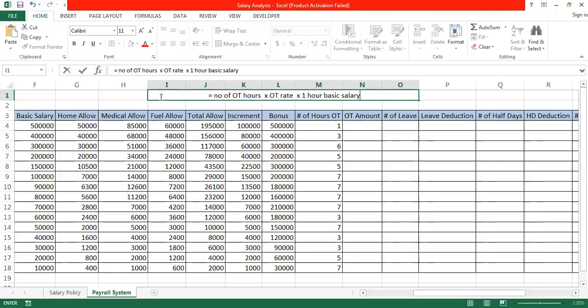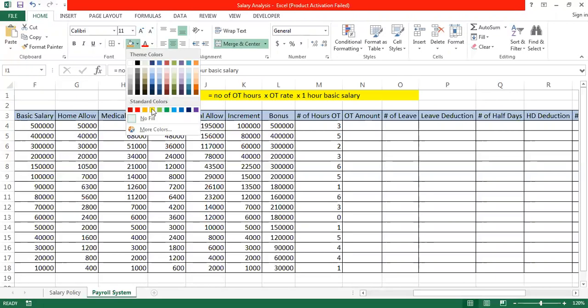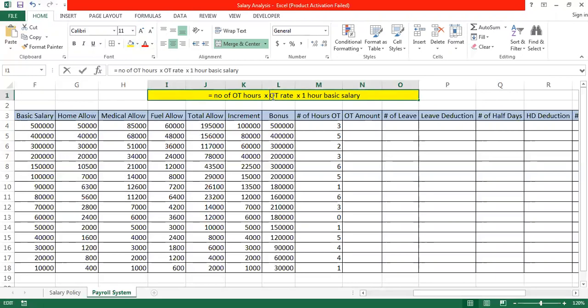So we will fetch the overtime rate. You can see overtime rate. We will fetch the overtime rate by using the VLOOKUP formula from the overtime group names we have defined in the salary policy sheet, and the number of overtime hours are available over here. The important thing is how we are going to calculate 1 hour basic salary.